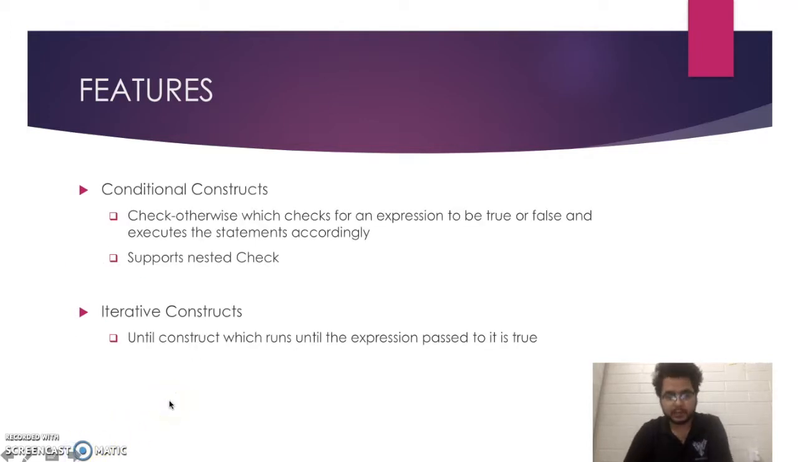We also have conditional constructs in our language, which is check otherwise, which is almost on the same line as an if-else. So we check for a condition, and if that condition turns out to be true, then one block of statements is executed. Otherwise, the statements in the otherwise block are executed. We are also supporting nested check otherwise. We also have an iterative construct in our language, that is until, that is on a similar line as while. So the until construct runs until the expression that is passed to it is still true.